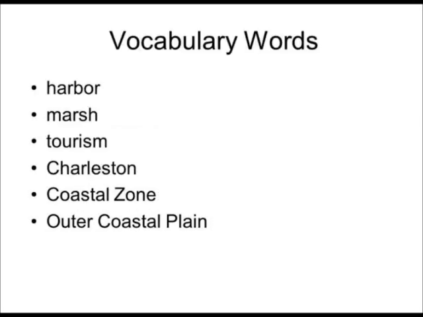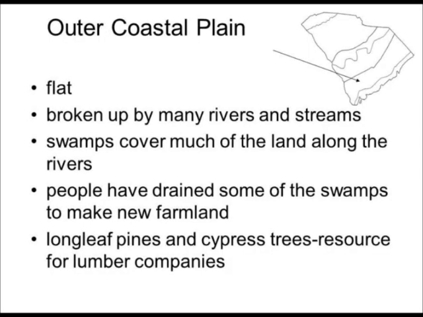All right, our vocabulary words we're going to be talking about throughout this essential question in these regions are harbor, marsh, tourism, Charleston, coastal zone, and outer coastal plain. All right, let's get started on the outer coastal plain region.